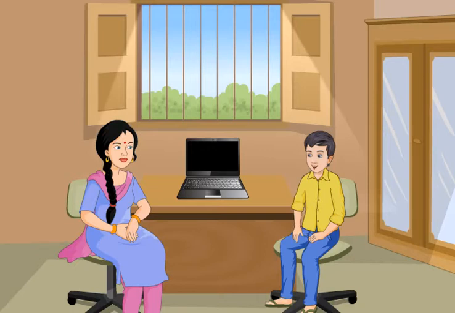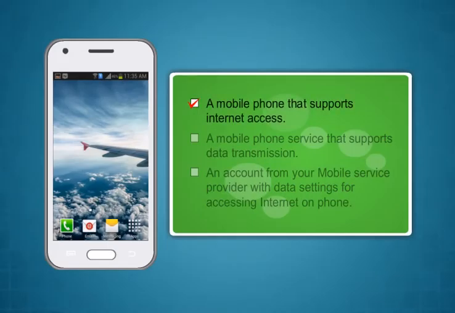You can connect to the internet using cables and wireless technology. A computer that supports wireless technology has a Wi-Fi card. The Wi-Fi card enables wireless communication between the computer and the network.